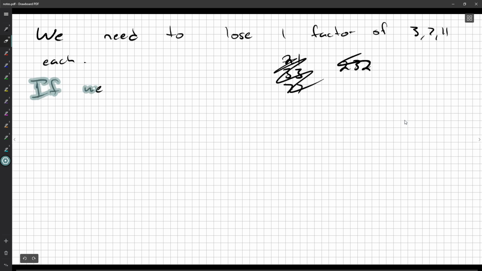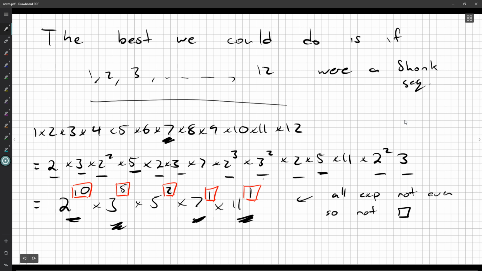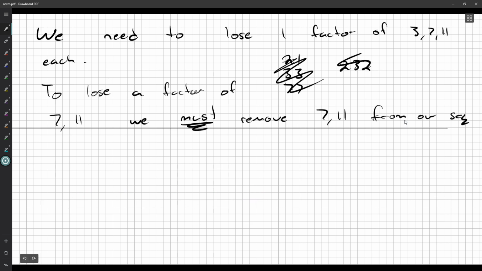So to lose a factor of 7 and 11, we must remove 7 and 11 from our sequence. Okay. You've got to, because they're the only sources of the 7 and 11. If we had 14 here, we'd have a choice. Which one do I get rid of to get rid of a factor of 7? But we don't have that choice anymore. Okay, so we get rid of the 7 and 11.